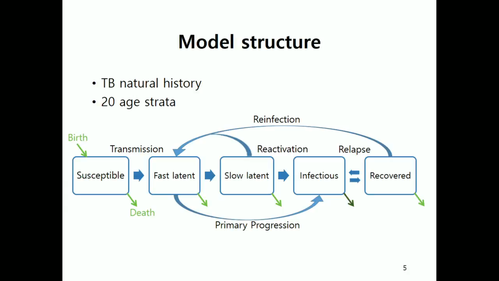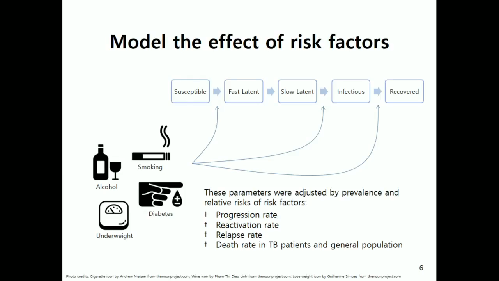The model was calibrated to the observed TB incidence trend in Taiwan by adjusting the transmission parameter and the duration of infectiousness. We chose smoking, alcohol, diabetes, and underweight to evaluate their effect. Based on previous studies and meta-analyses, these risk factors are related to active disease by increasing the risk of infection or the risk of progression, and they are also related to treatment outcome. So we use the prevalence and the relative risk of these risk factors to adjust the parameters.